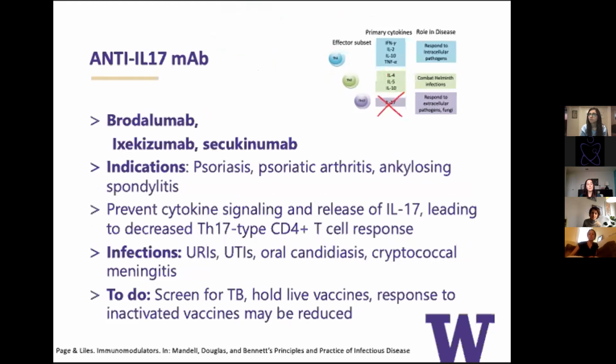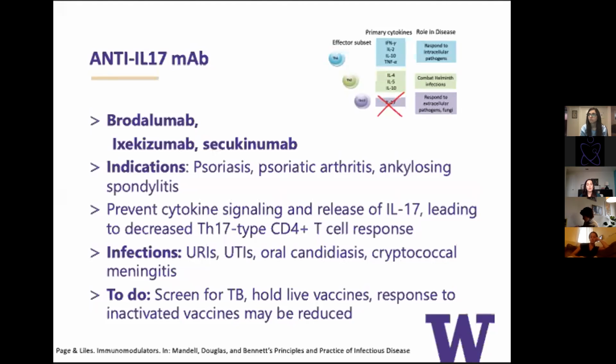Now that we're talking about interleukins, another monoclonal antibody directed at an interleukin are anti-IL-17 monoclonal antibodies. These are indicated for psoriasis, psoriatic arthritis, and ankylosing spondylitis. Th17 cells are crucial for the protection against extracellular pathogens, particularly at mucosal sites, such as the respiratory mucosa and the lung and the GI tract. And anti-IL-17 antibodies are able to reduce this response.